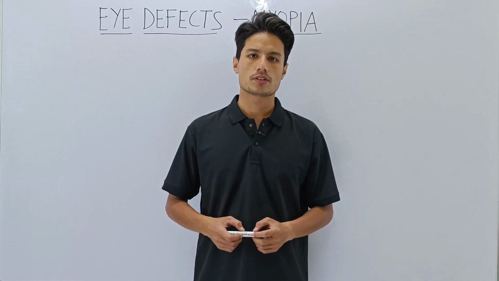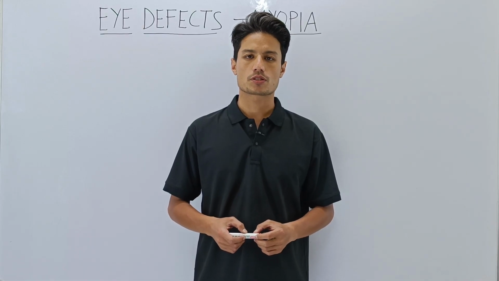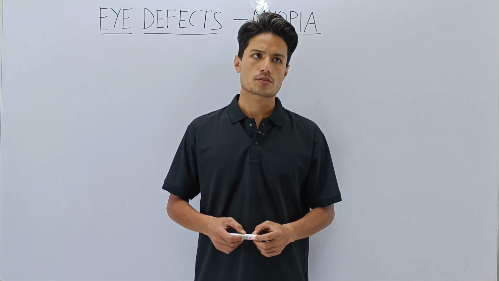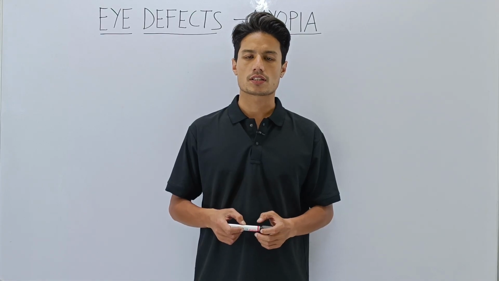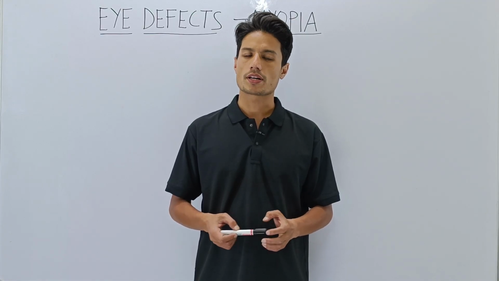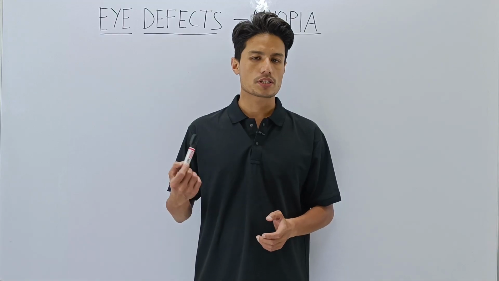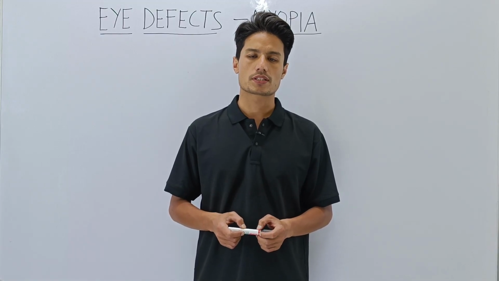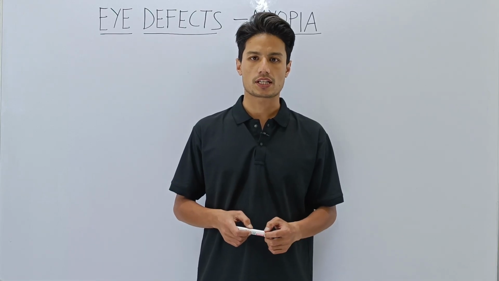In today's video, we will be learning a very important topic which is called eye defects. There are two major eye defects discussed in the textbook. One is myopia and the other is hypermetropia. In today's video class, we will be discussing myopia. Okay, so let us resume with the class now.